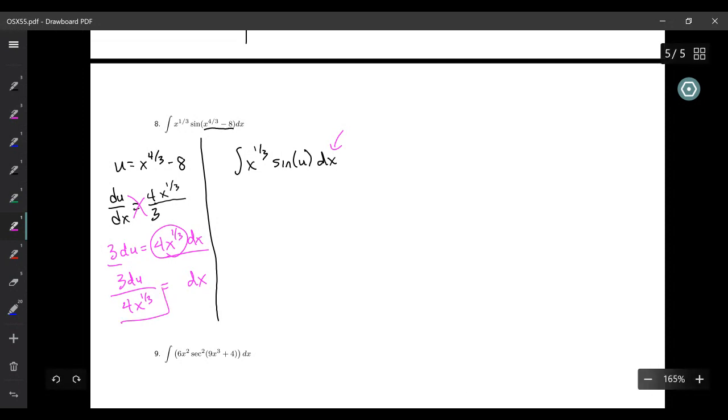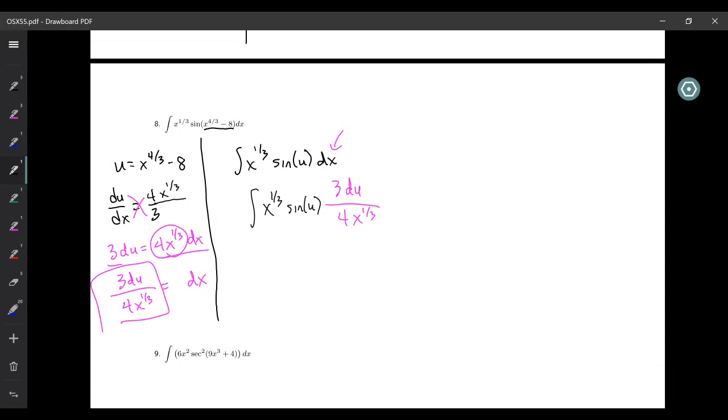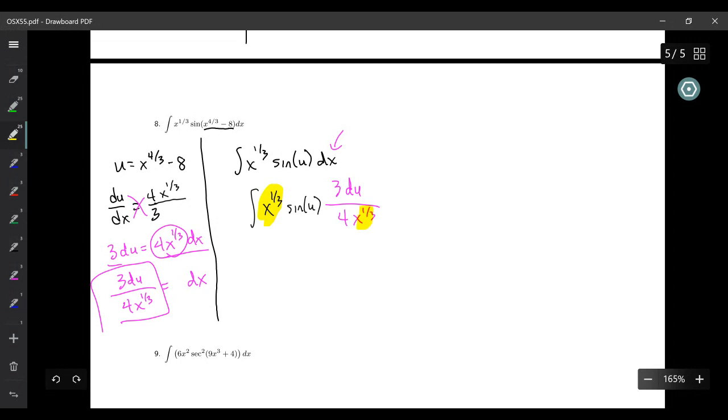Right, so now I'm going to plug this in. 3 du over x to the 1/3, times x to the 1/3. And like I said with the last question, when you select the correct u and you do the plug-in for the dx, a lot of things start to cancel. So you're going to end up with a 3/4. I'm going to go ahead and pull that out as my quotient.